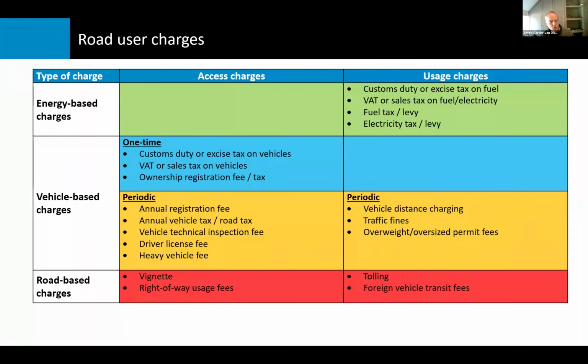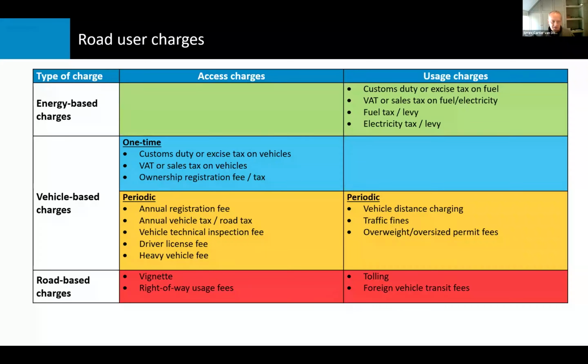Now, when we start looking at road user revenues, I try and include this slide to explain a bit how we've organized or categorized the different road user revenues. So what we see is that you have 3 types of charges or revenue sources. These can be energy-based, so that's usually a fuel tax, but in future, in theory, it could also be an electricity tax. We have vehicle-based charges, which are mainly based on ownership, but they can also be based on the usage of the vehicle. And we have road-based charges.